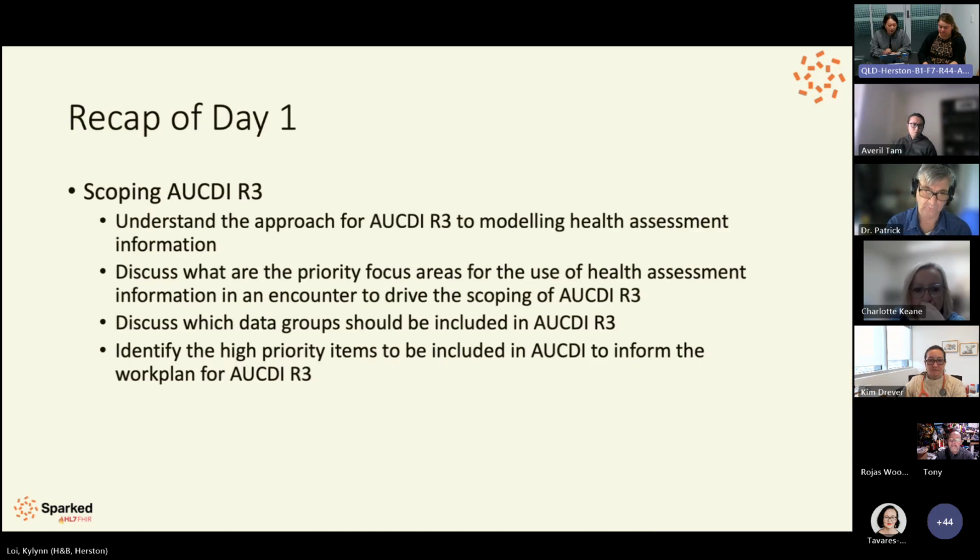So on that first day, we were really looking to understand the approach for AUCDI R3 to modelling health assessment information. That was the focus of the first half of the day: understanding health assessment information, what are the priority focus areas that we wanted to look at for R3, and then what data groups should we include within AUCDI this release. We also wanted to look at the backlog and see what other priority items were identified by the community that we should also try to include in R3.